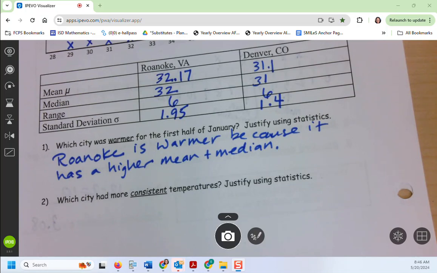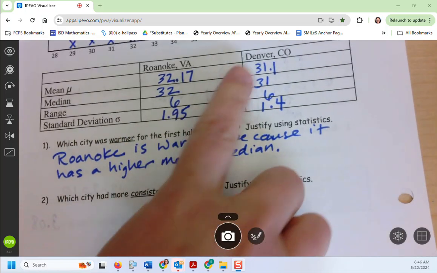Which is less spread out? Roanoke or Denver?